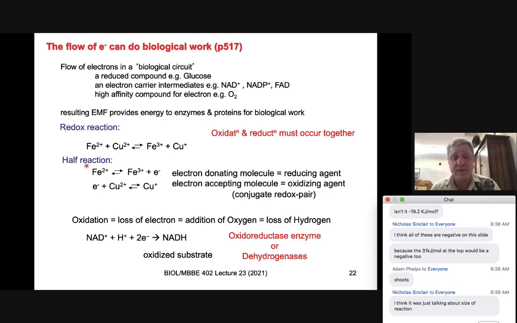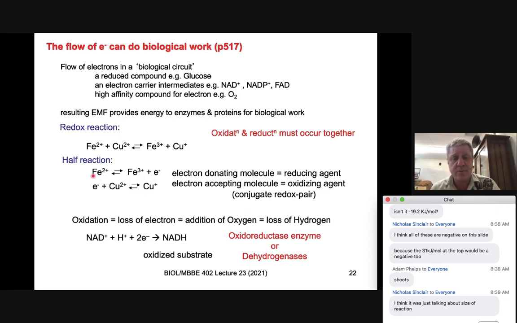The half reaction is telling us that Fe2+, when we remove a single electron, is going to go to Fe3+ plus an electron. So that's the capacity. By adding this electron here, we're going to change the electron state of the ion. When we look at the copper component, when we add an electron here to the Cu2+, we're going to go to Cu+.